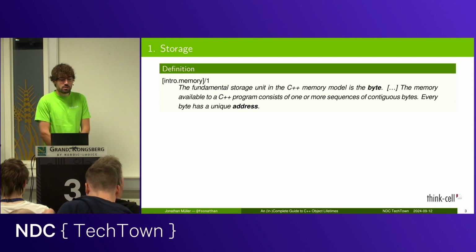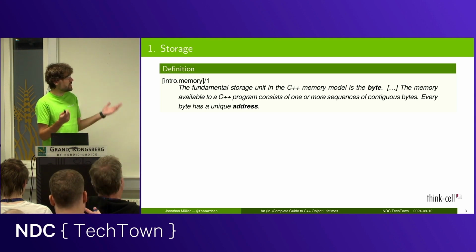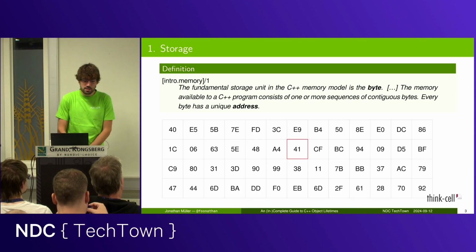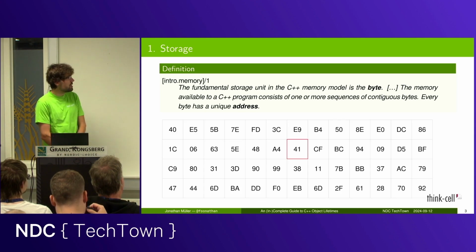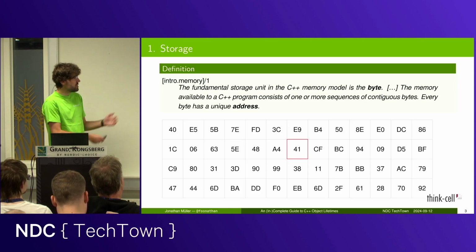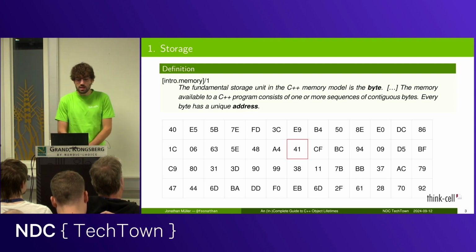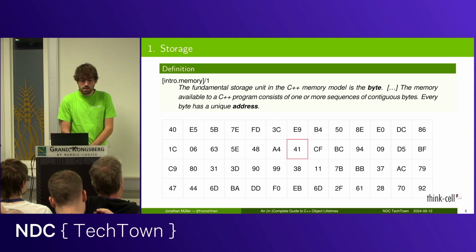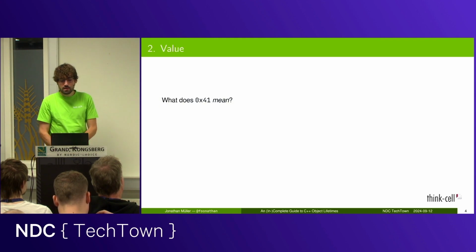The fundamental storage unit is a byte, and then the memory is just a sequence of bytes which have a unique address. So here's some memory, we've got some bytes, and each of those bytes contain a specific configuration of bits. Here I've highlighted the one that is 0x41, right? It's just some byte that contains some bits. And that is storage.